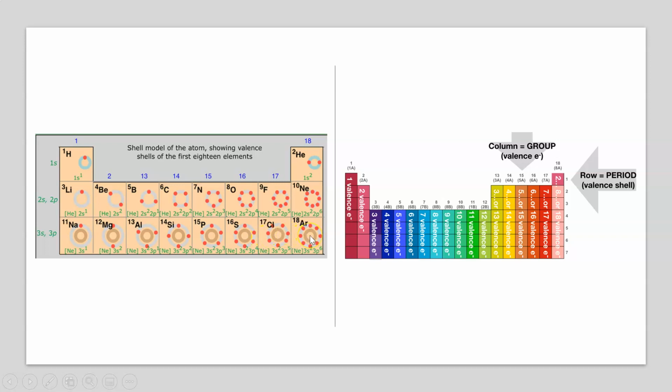all have 3 shells. Looking at what these have in common, they all have 1 electron in their outer shell, so that valence shell. These all have 2 electrons in their outer shell. These all have 3 electrons in their outer shell. These all have 4 electrons in their outer shell. So it's telling you number of shells and number of electrons.